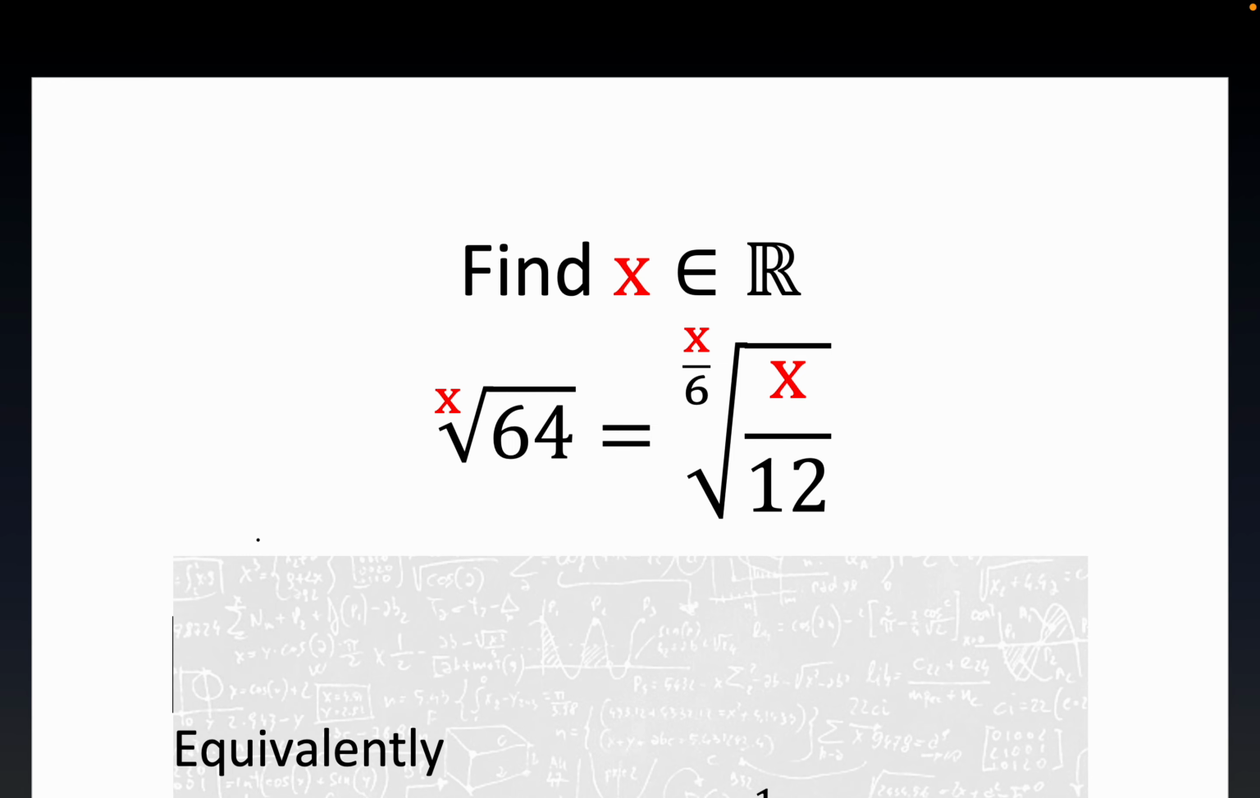We have another problem where the unknown is the index of the radical. And again, it's the index of the radical. The index of the radical is also part of the radicand on the right-hand side. So let's look at an example of what we mean to have a variable index.